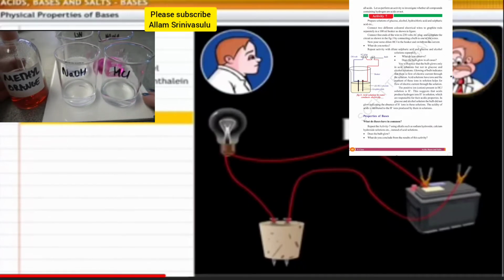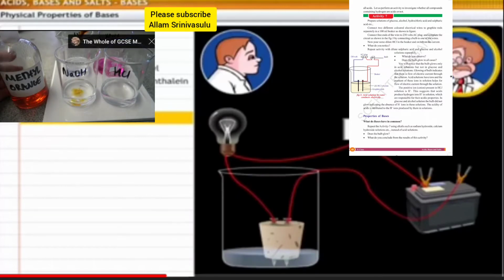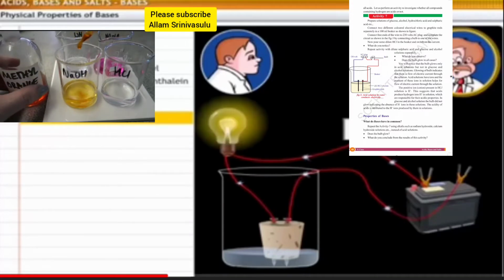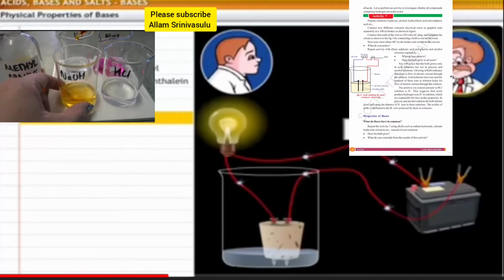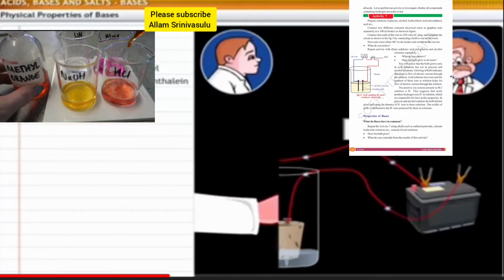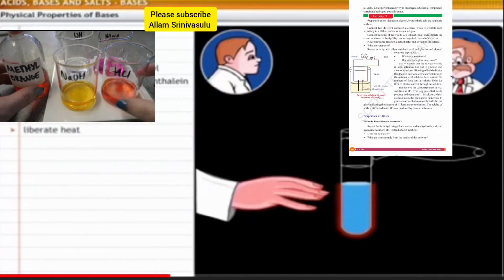Suppose, for example, you take a beaker and pour in acetic acid, and the bulb switch is on, what will happen? The bulb glows with lower brightness, so it is a weak acid. Similarly, if you take sulfuric acid in the beaker as shown in the figure and the bulb switch is on, the bulb glows with very high brightness. So you can say it is a strong acid.